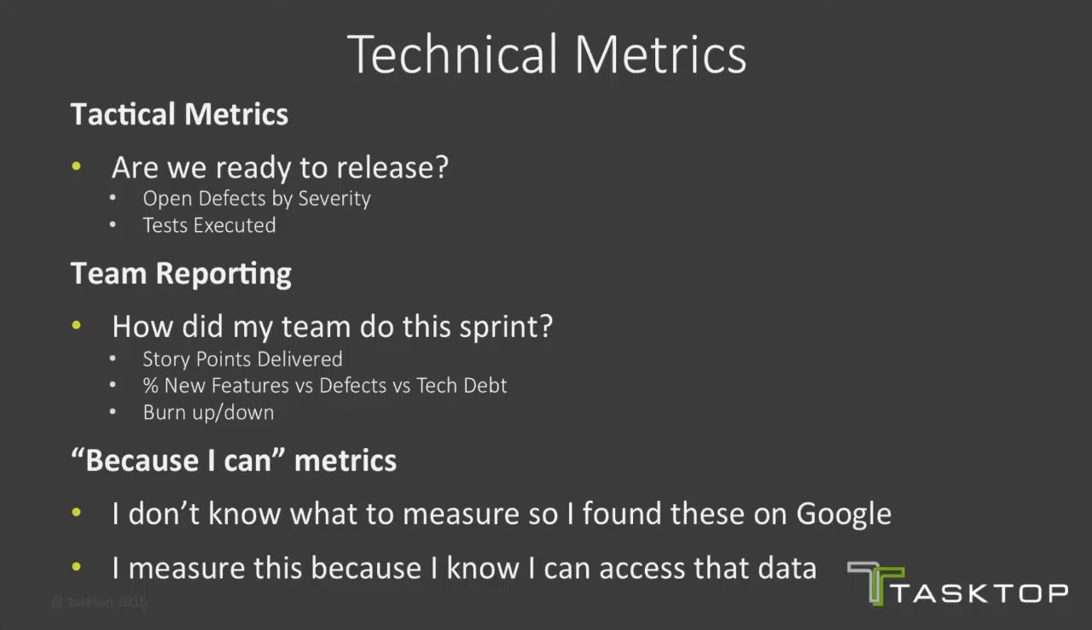Starting from the top, we have tactical metrics. And I'm classifying all of these as technical metrics by nature. But the tactical metrics are the ones that are going to help you make go, no-go decisions typically. Are we ready to release is a pretty common one. And so you're looking at things like how many defects do we have open? What's the breakdown by severity? How many tests have been executed? How many of our test cases are being blocked because of some of those open defects?